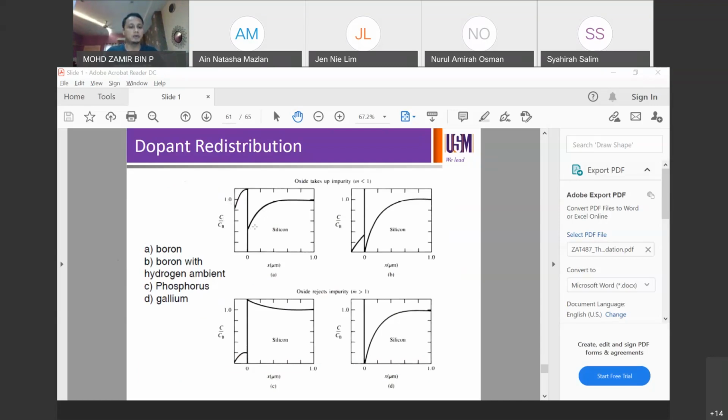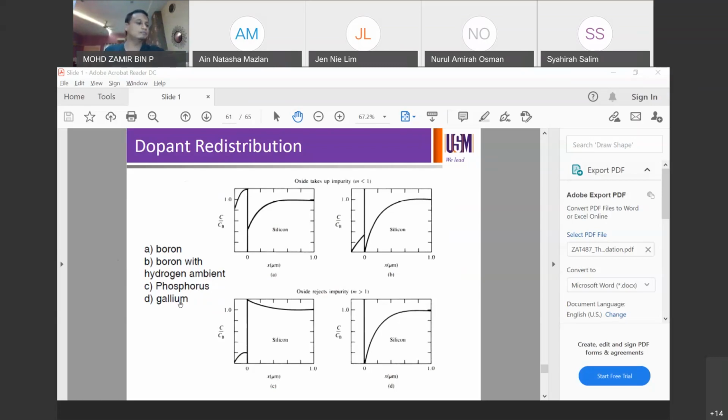On the other hand, if you use boron but with hydrogen ambient, as shown here in B, the diffusivity is going to be faster. So you're going to end up with more borons being depleted, so a lower value of M, so more depletion of boron from the silicon. For the C, you can see here, due to the tendency of piling up of the phosphorus, you're going to have more phosphorus at the surface of the silicon. So C1 over C2, or C over CB, is going to be more than 1. So the value is close to 10.